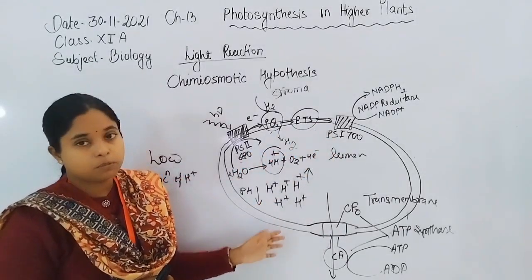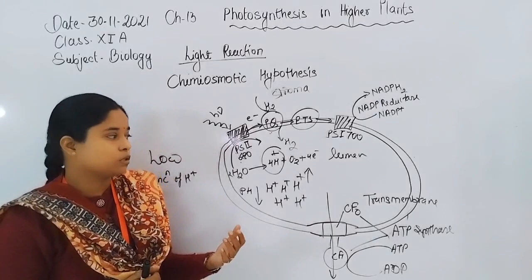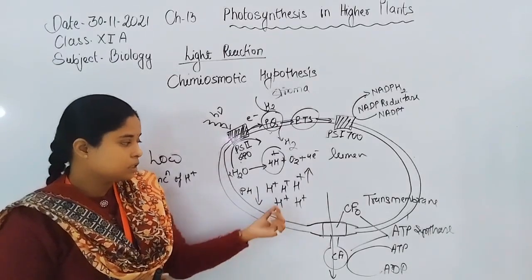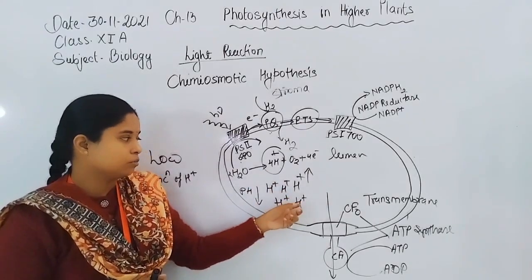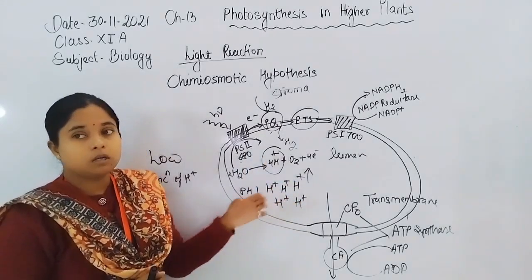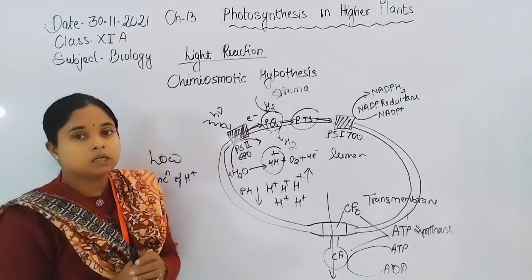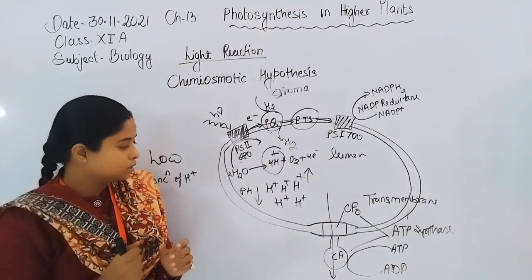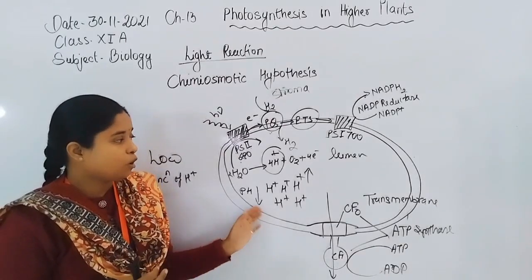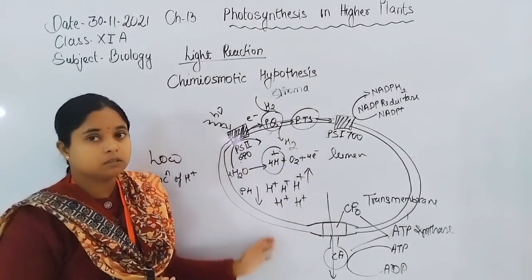The formation of ATP is quite similar to respiration, but in respiration the protons are transmitted into the intermembrane space of mitochondria. In this case all the protons are transmitted into the lumen. That's why the proton concentration in the lumen increases, the pH decreases, and that results in an overall acidic medium of the lumen.